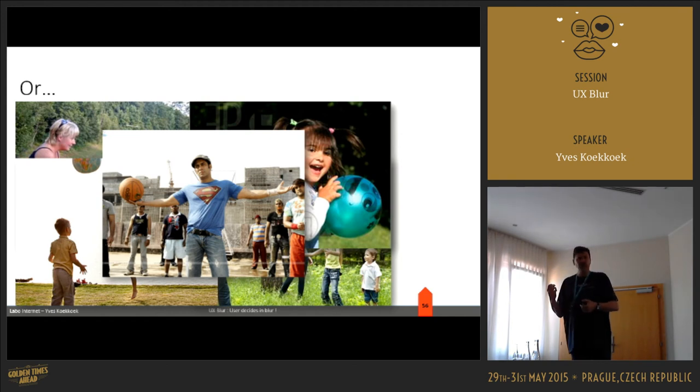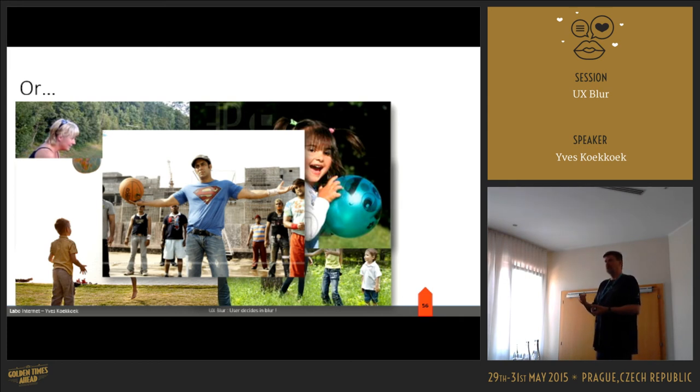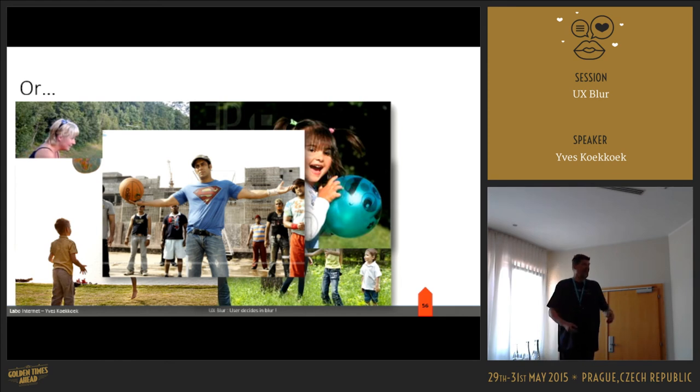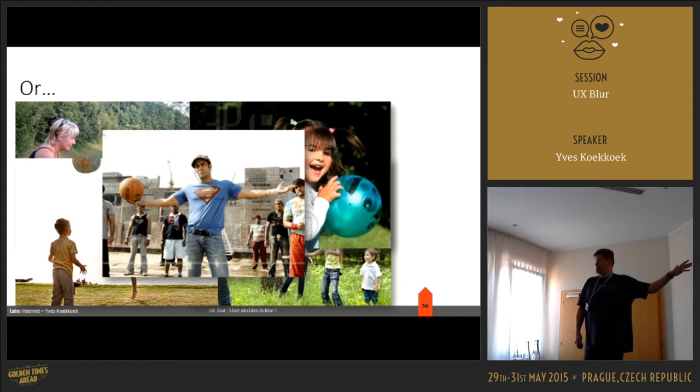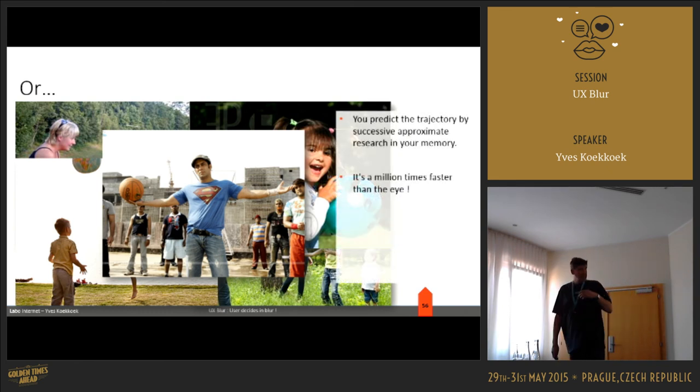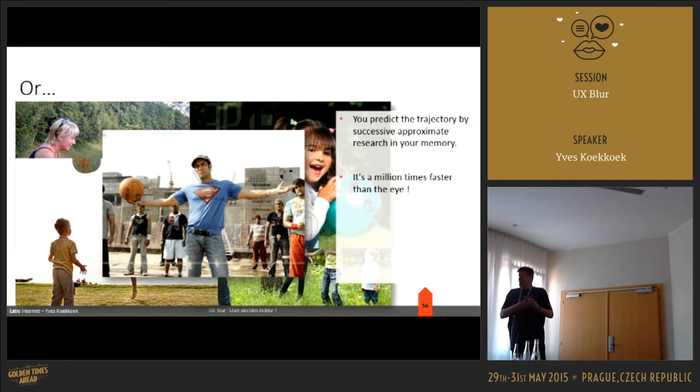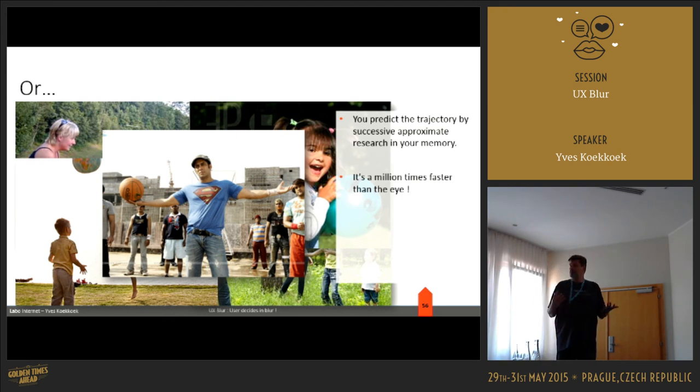You know la pétanque, French sport with about 1 kilogram balls? If I do that with a pétanque ball, you don't act like, I will catch it. You move, and you kill me. First you move. So this is just about memory. This is not about computation, what we are doing. You predict the trajectory by successive approximative research in your memory. Someone who never saw a ball may not catch it the first time. It's not humanly possible.